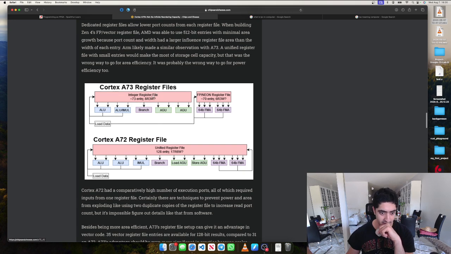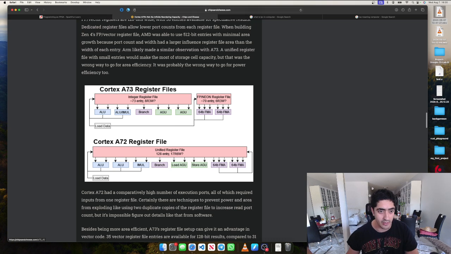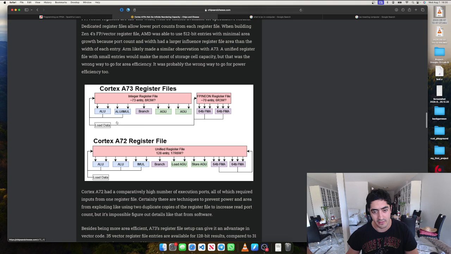A Cortex, you have that. So you can see the difference here. You have the unified register file, but now in A73 you have it load data to a floating point NEON register file, which is 128, and the integer register file it's about 73 entries, 3, 8R3W. ALU, integer multiplication, branch, fused multiply-add.